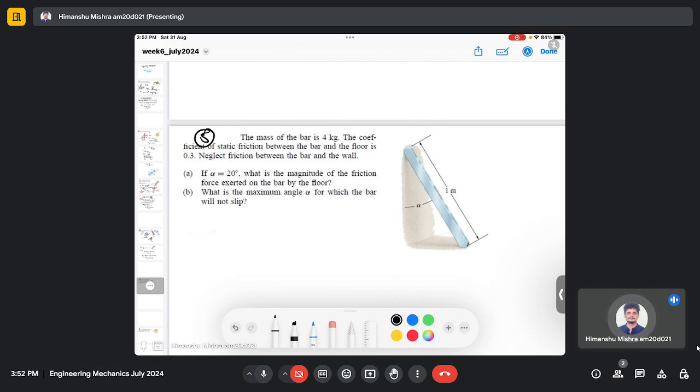So here we have the mass of the bar, which is 4 kg. The coefficient of static friction between the bar and the floor is 0.3. Neglect the friction between the bar and the wall. So if alpha equals 20 degrees, what is the magnitude of the friction force exerted on the bar by the floor? This is the first part of the problem. And the second part is, what is the maximum angle alpha for which the bar will not slip?